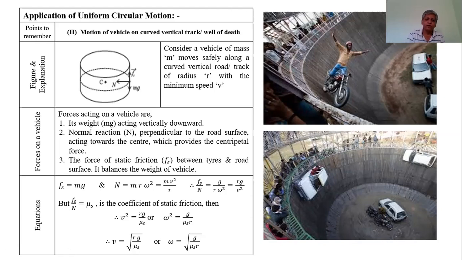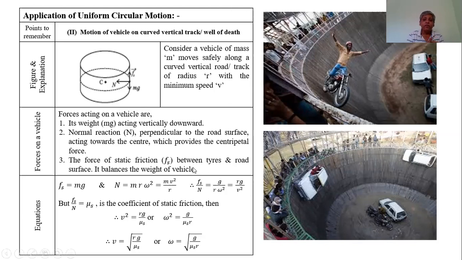And another force: when the motion is on the vertical track in a horizontal circle, if the speed is small, the vehicle moves in the downward direction. That means the tires move along the downward direction. Therefore, the force of friction arises vertically upward. Here we denote the force of static friction Fs, vertically upward, between the tires and road surface.